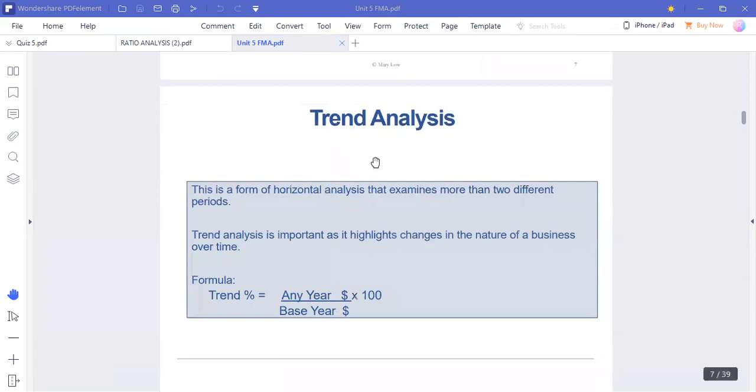So basically, the horizontal analysis examines two or more different periods. However, with the trend analysis, you need to identify the base year. The base year is usually stated, or otherwise it is the youngest year. So the trend is simply any year divided by the base year times 100 when you're using the trend analysis.